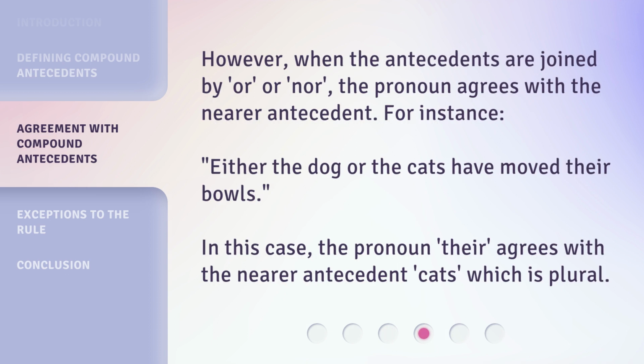However, when the antecedents are joined by or, nor, the pronoun agrees with the nearer antecedent. For instance, either the dog or the cats have moved their bowls. In this case, the pronoun their agrees with the nearer antecedent, cats, which is plural.